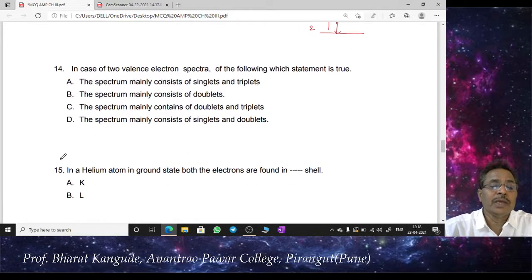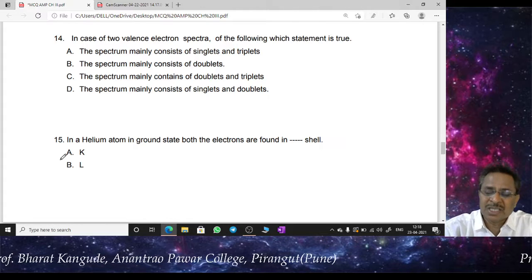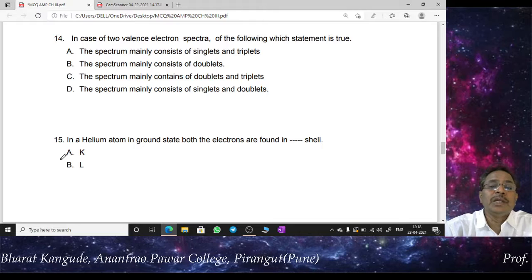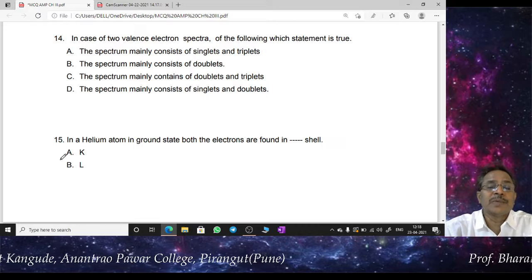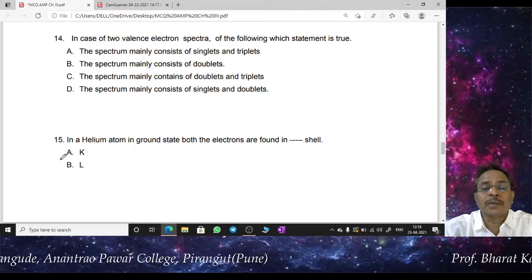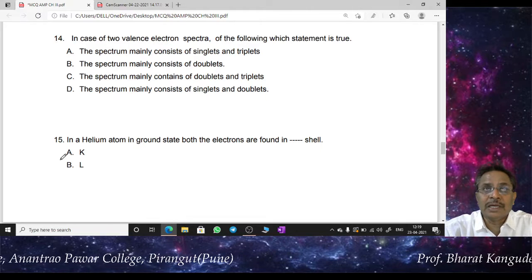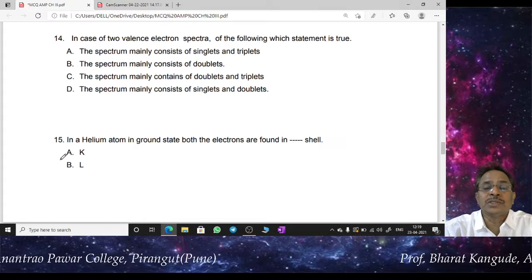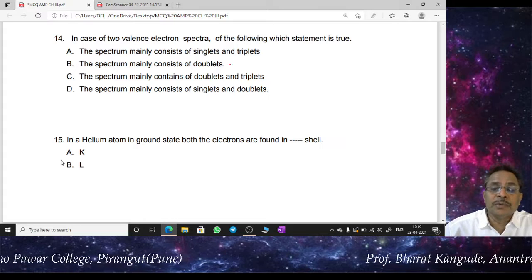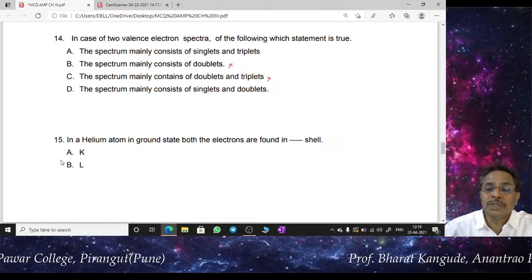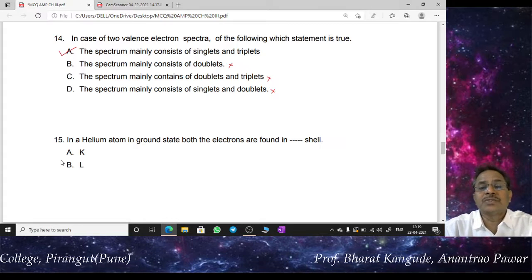Then question number 14. In case of two valence electron spectra, which of the following statements is true? Now this is a very general statement. The spectrum mainly consists of singlets and triplets. The spectrum mainly consists of doublets. The spectrum mainly consists of doublets and triplets, and the spectrum mainly consists of singlets and doublets. Don't worry, you will find that in all such two valence electron systems, doublets are not observed at all. Therefore option B, option C and option D are all incorrect, and the correct option is only A, that the spectrum mainly consists of singlets and triplets.